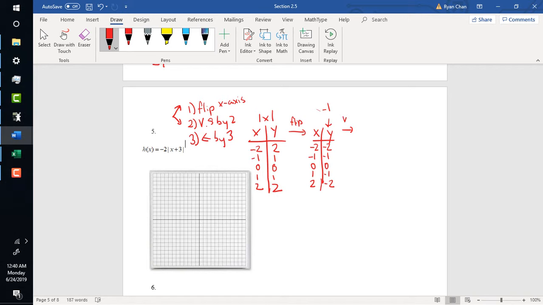I'm going to do my vertical stretch by 2. What does that mean? I'm going to multiply my y's by 2. Again, all I'm doing is a little bit at a time. Notice my y is being changed, but my x stays the same. So this will be -4, -2, 0, -2, -4.